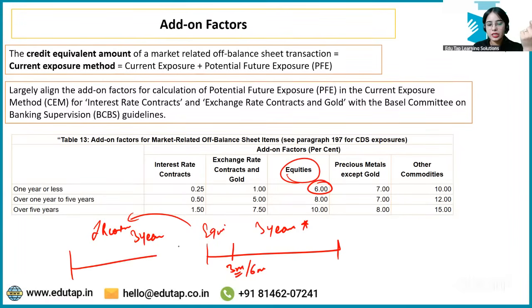The contract has just started. The periodic settlement will be after 6 months. So what should the add-on factor be? 0.5, because this is the minimum. Below this, the add-on factor cannot be levied if the residual maturity is more than 1 year. Got it now?